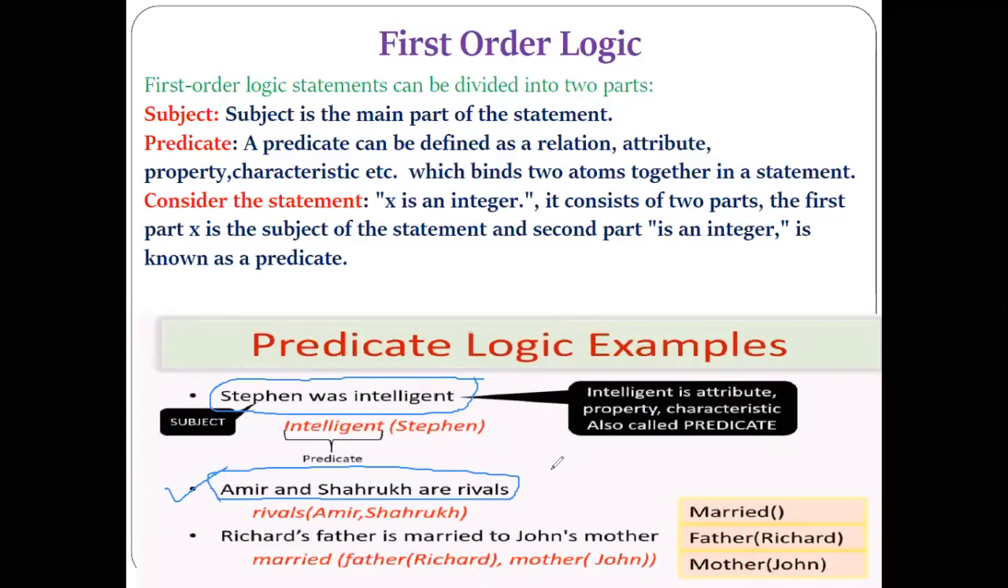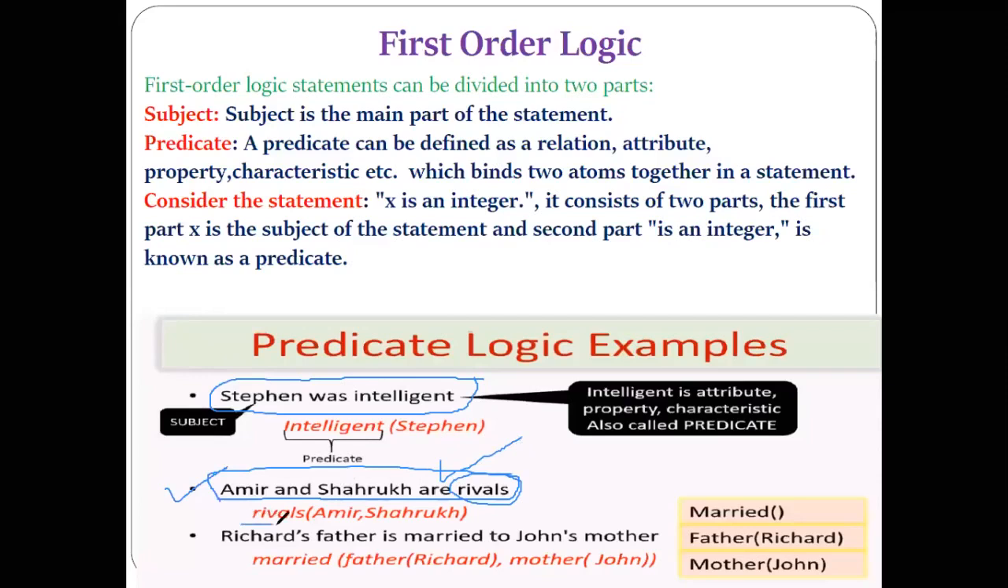Now, how can we write the logic for this statement? When you are writing the logic, the first thing to do is understand the predicate within that statement. These things are already asked in the exam. What is the predicate within this statement? Rivals is the predicate. And is there only one subject or more than one? More than one, Amir and Shahrukh. Amir and Shahrukh are the subjects.